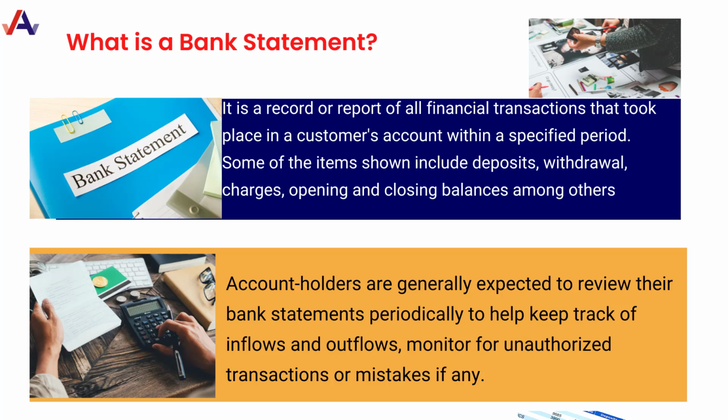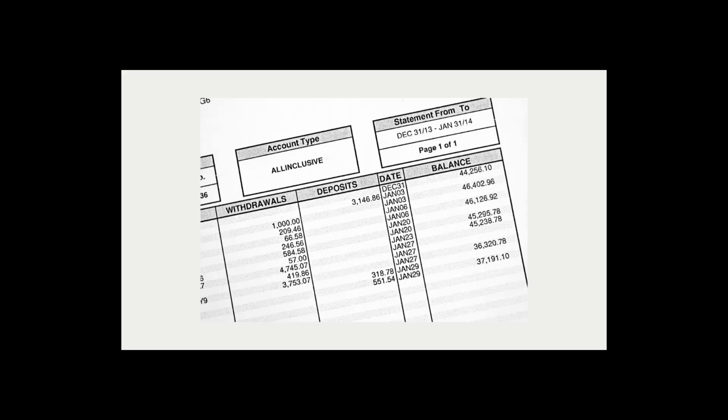What is a bank statement? A bank statement is a record or report of all financial transactions that took place in a customer's account within a specified period of time. Some of the items shown include deposits, withdrawals, charges, opening and closing balances, among others. Account holders are generally expected to review their bank statements periodically to help keep track of inflows and outflows, monitor for unauthorized transactions or mistakes, if any.